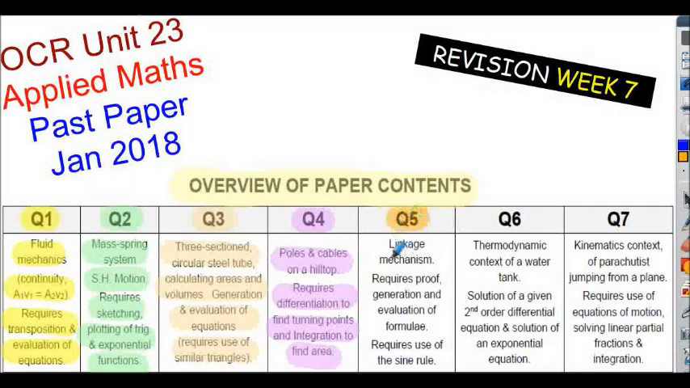Question 5 relates to a linkage mechanism, 3-bar chain. This requires to show a proof and generation and evaluation of formulae, within which will require the use of the sine rule. Question 6, the thermodynamics context related to a water tank requires solution of a given second order differential equation and solution of an exponential equation.